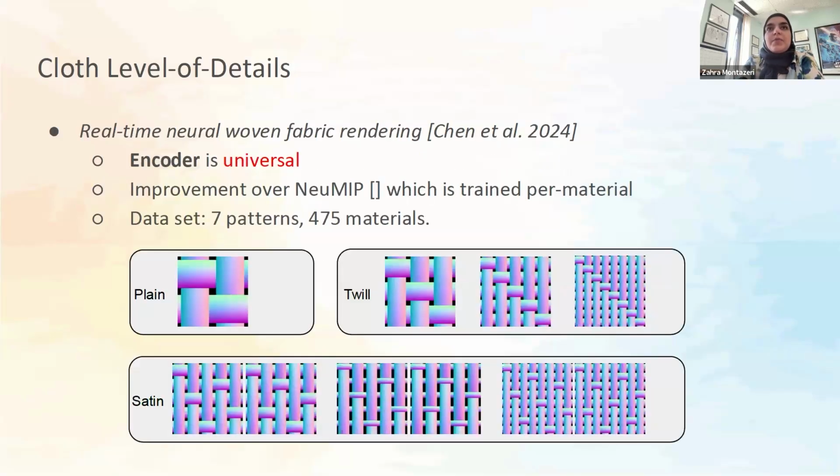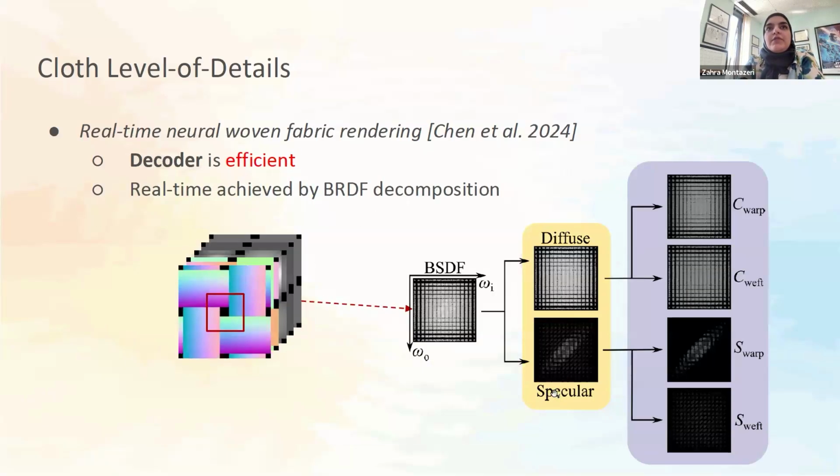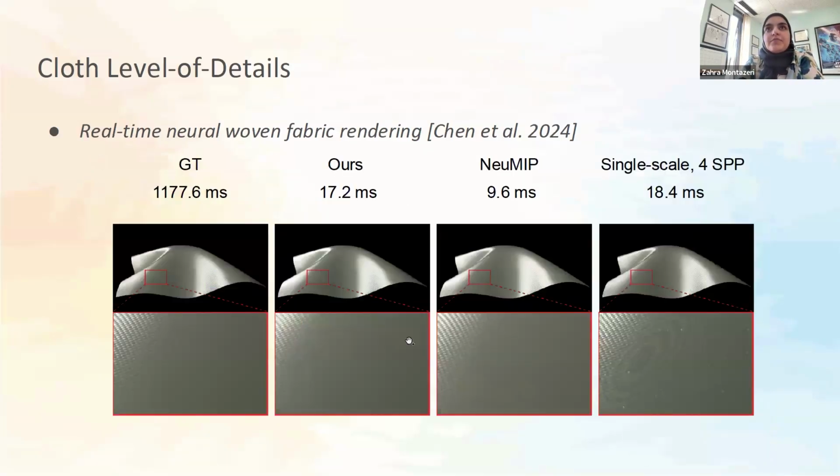And what I wanted to share here is that we can do it general enough for all different patterns. So we have plain, twill, satin, and whatnot. So basically it works for anything. It's general enough for everything. And it's also efficient. We can do it in real time. And the way that can be done is by decomposing the specular and diffuse component further for every warp and weft, and that makes it quite fast and efficient.